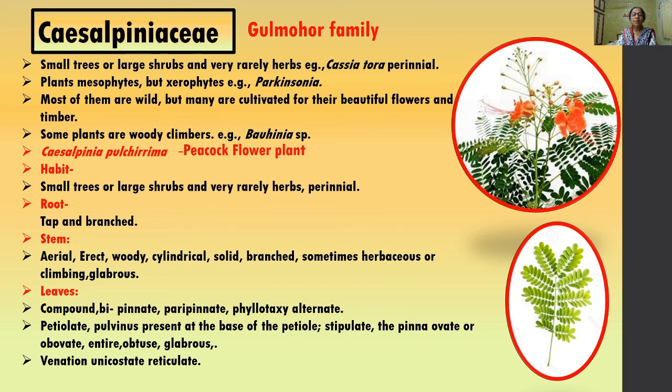For example, the species of Cassia, that is Cassia tora, which is growing as a wild plant along the roadsides. The plants under this family are mostly mesophytes. Very rarely xerophytic plants occur in this family. The example is Parkinsonia. Most of the plants are wild in nature, while some of them are cultivated for their beautiful flowers and for their timber.